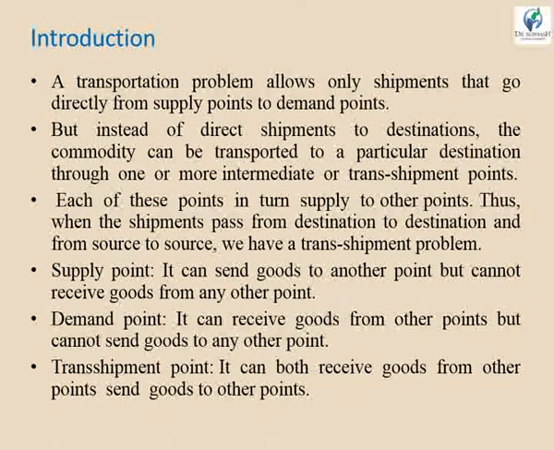In a transportation problem, you can only do shipments from supply points to demand points, directly. But in case of a transshipment problem, there is a bit of modification. Here the supply points can also supply to other supply points, as well as the destination points can supply from destination points to some other destination points. So this is the basic difference between these two.